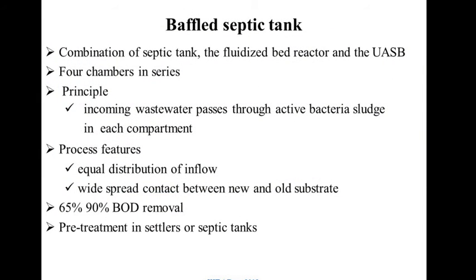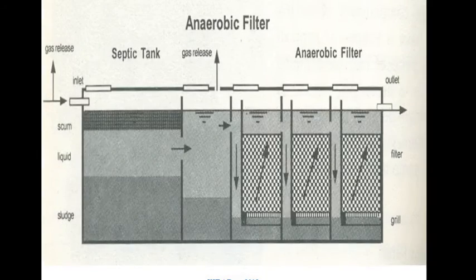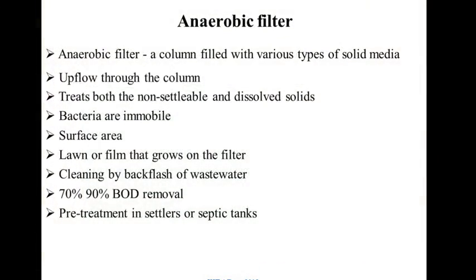Baffled septic tank is a combination of septic tank and UASB bed reactor principle. Incoming wastewater passes through the active bacteria sludge in each compartment, which removes 65 to 90% of BOD, with pre-treatment in a settler or septic tank. Then the anaerobic filter, which has some surface area, then a film that grows on the filter, cleaning by backwash, 70 to 90% of BOD removal.